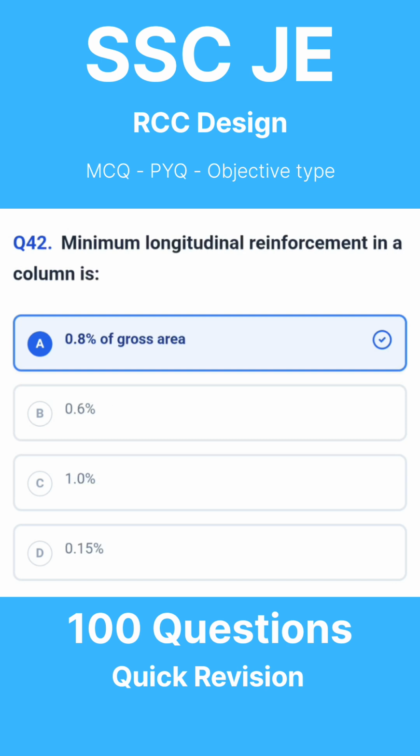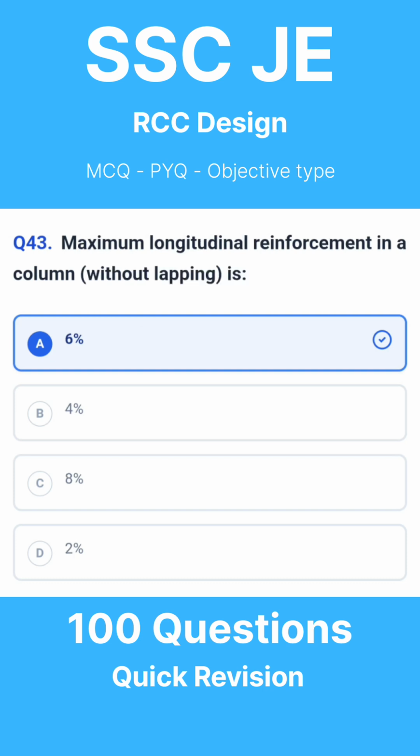Question 42. Minimum longitudinal reinforcement in a column is. The correct answer is 0.8% of gross area. Question 43. Maximum longitudinal reinforcement in a column without lapping is. The correct answer is 6%.